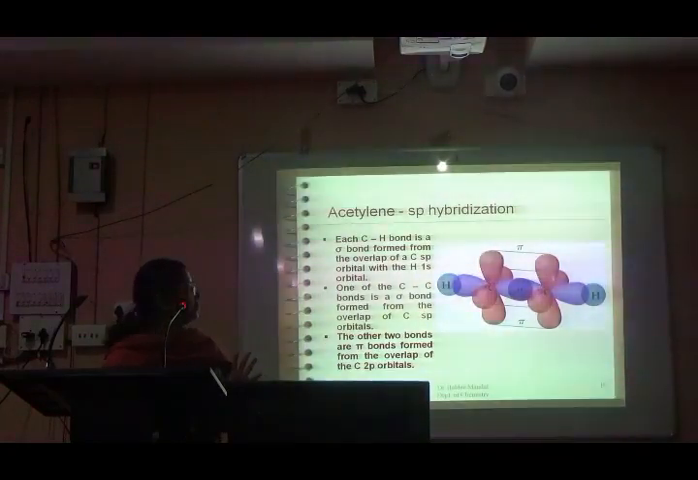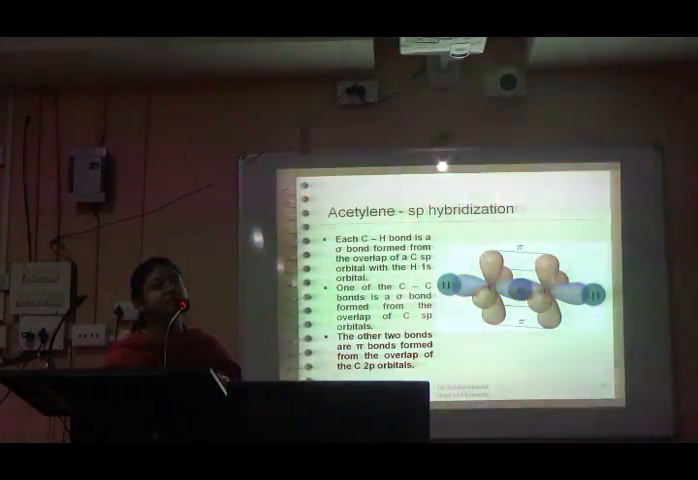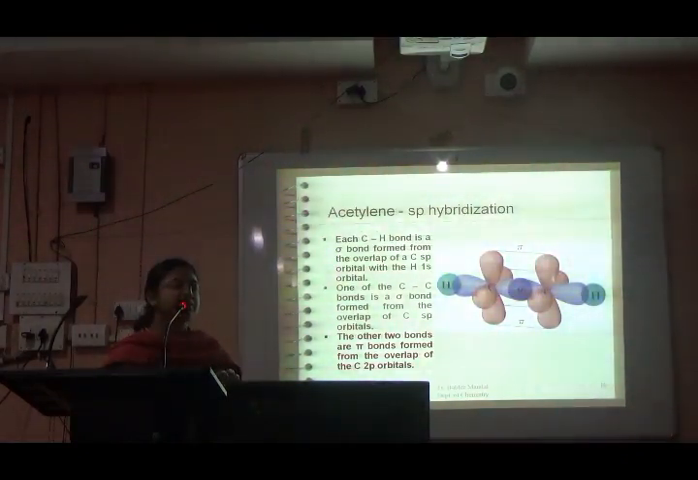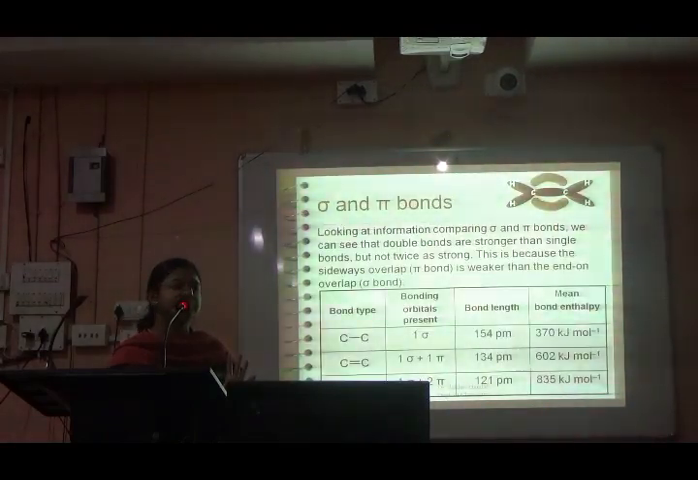So in all, we have got, and of course the sigma bond is formed by the overlap of sp hybrid orbitals on each single carbon. So we have got a triple bonded molecule. Now let us look at a summary.